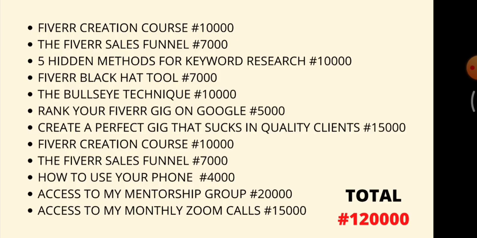If we make a total of everything I've listed here, the Fiverr creation course, the Fiverr sales funnel, the 5 hidden methods of keyword research, the bullseye technique, ranking on Fiverr, creating a perfect gig, and so on, everything is worth about 120k. But think about it. If you are able to create a gig that's guaranteed to make you six figures every month, don't think it's worth that amount? Think about this. You are going to create a gig now. This gig is guaranteed to make you sales every single month.